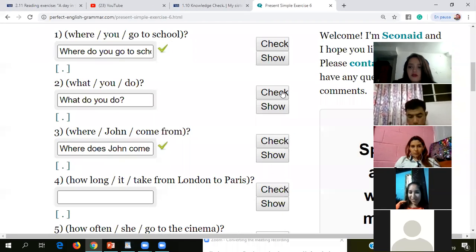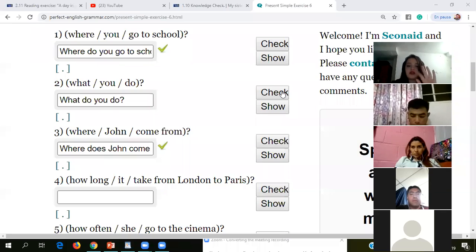¿Están listos? Are you ready? Yes. Okay. Let's work in pairs. ¿Ya todos abrieron el ejercicio? Sí. Yes. Ok, let's work. Si necesitan ayuda, escriban al chat para yo ir a su grupo. All right, accept the invitation, please.